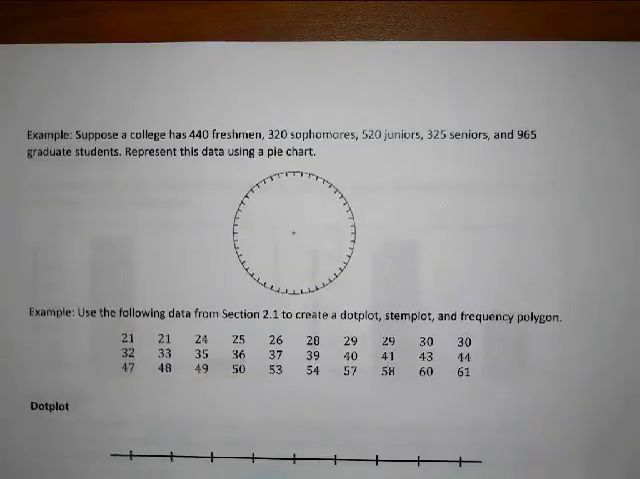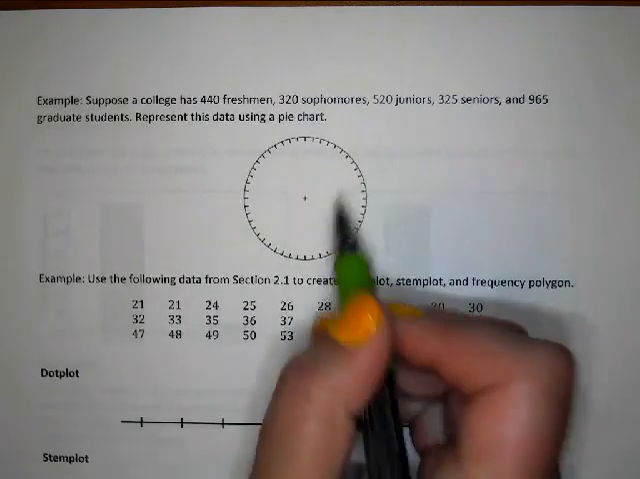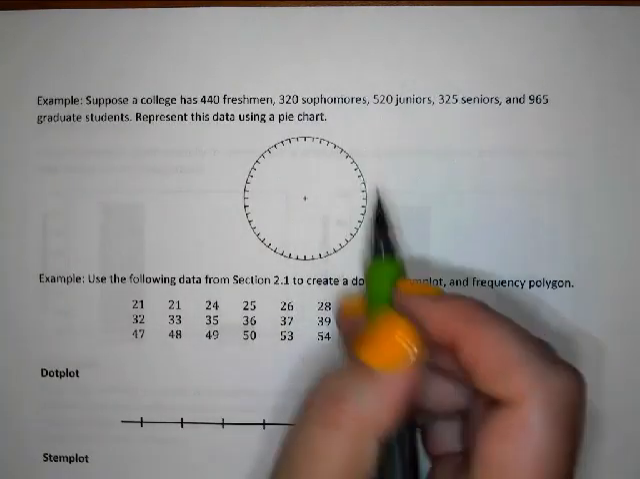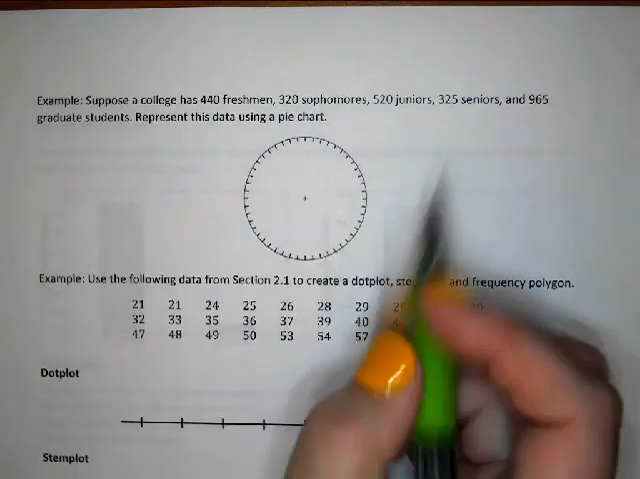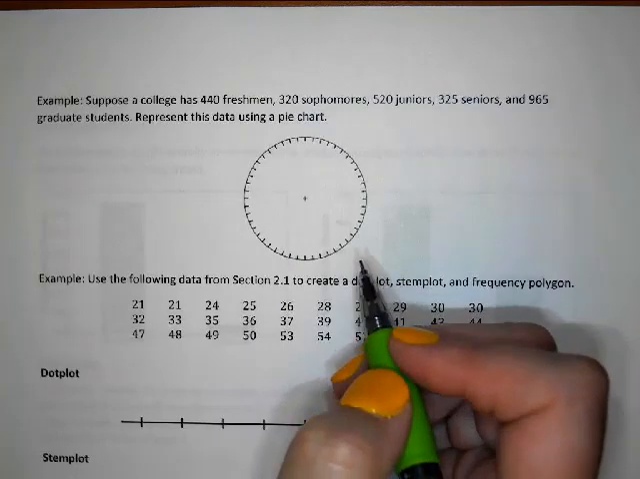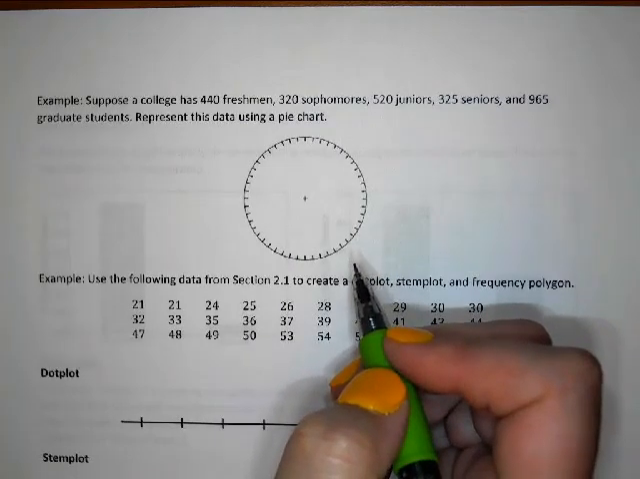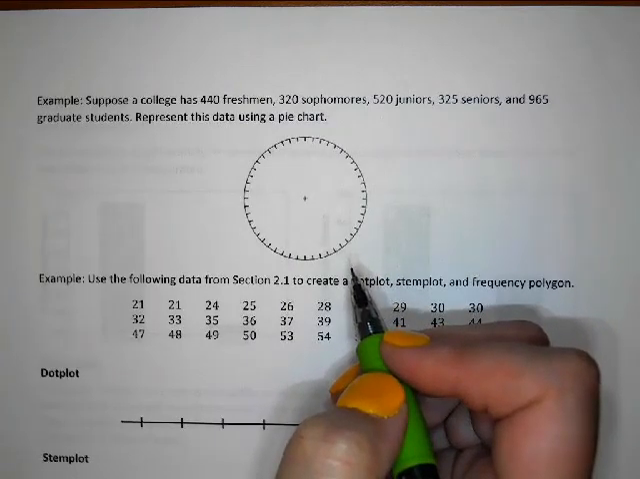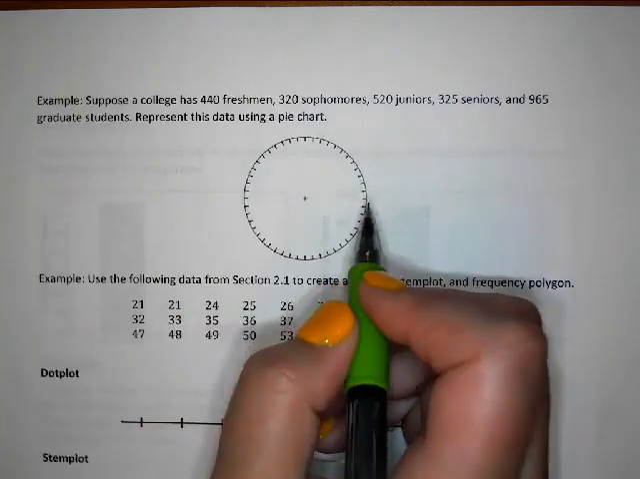All right, so what we're going to do is take some information and draw a pie chart. It says, suppose a college has 440 freshmen, 320 sophomores, 520 juniors, 325 seniors, and 965 graduate students. Represent this data using a pie chart.